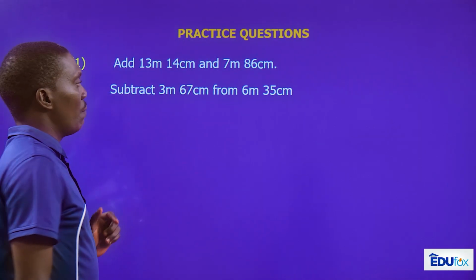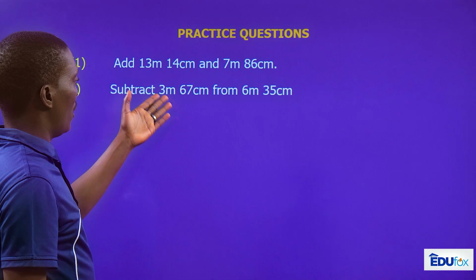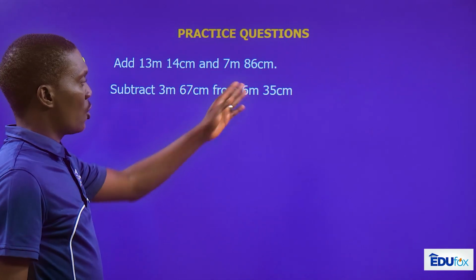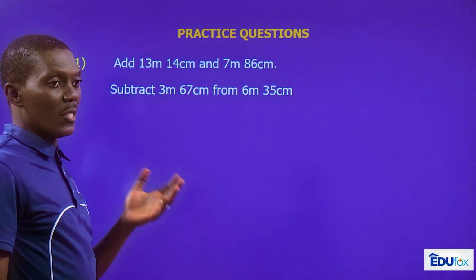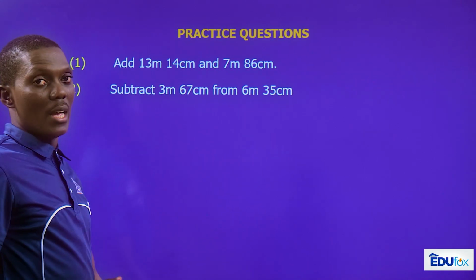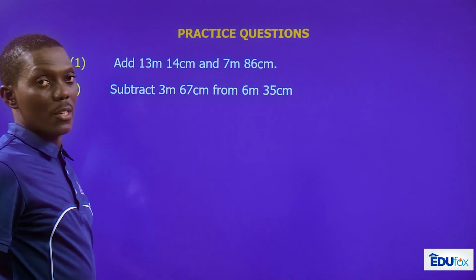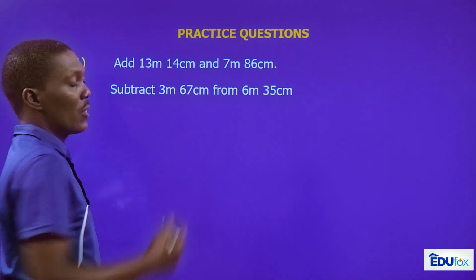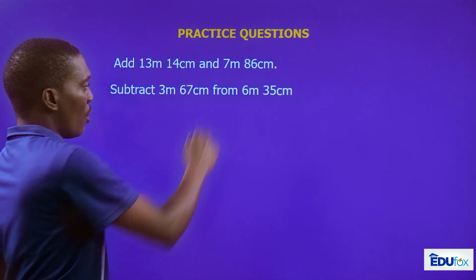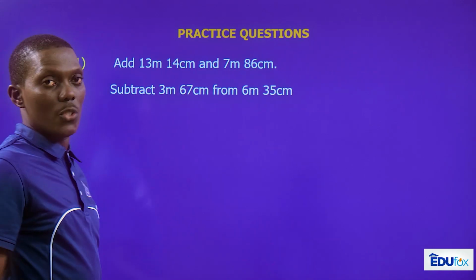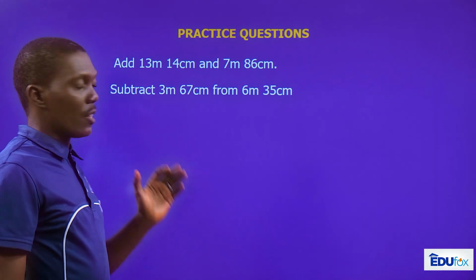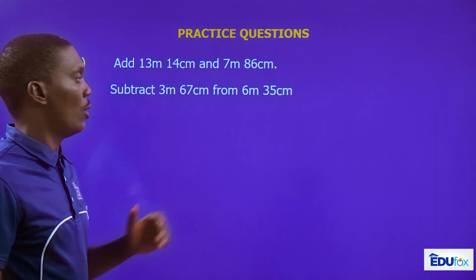So you do the same thing to subtract. We are subtracting 3 meters 67 centimeter from 6 meters 35 cm. If I want to subtract 35 from 67, I know that 35 is smaller, so I'm going to borrow from the meter part. And if I do that, I borrow 1 from the meter part, it becomes 100 when I take it to the centimeter part. So you can go ahead and try these 2 questions and see the answer that you will get.